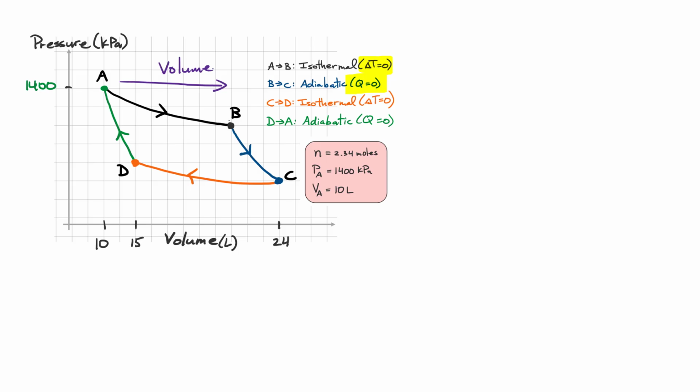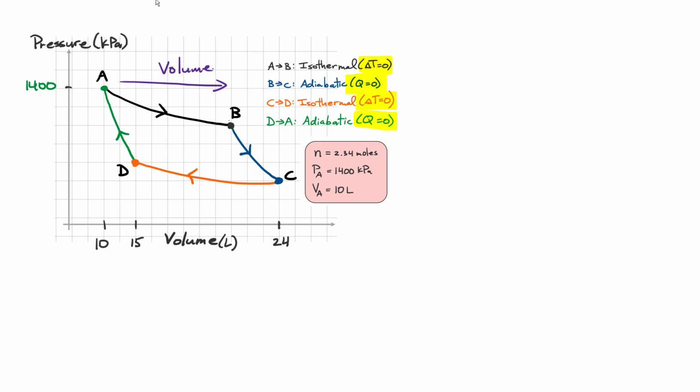Now we're going to start going back the other way. This orange line is represented by another isothermal process. So again, the same rule applies: there is no change in temperature everywhere along that orange line. And the last one here is also an adiabatic process. The volume is getting smaller as I go toward point A, and again, there is no heat exchange during that whole green line process.